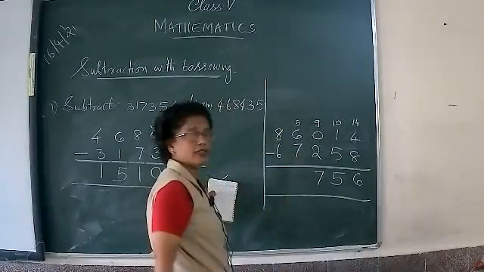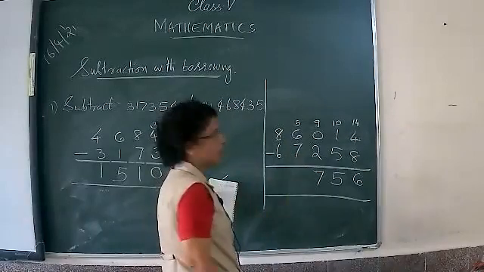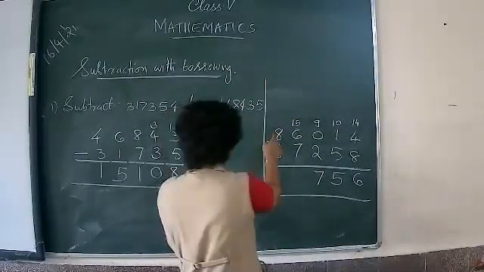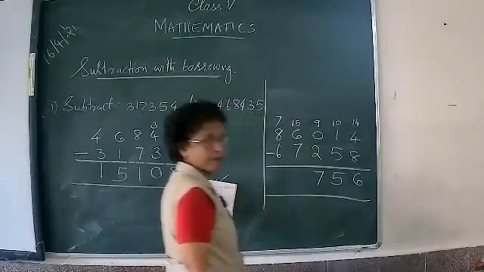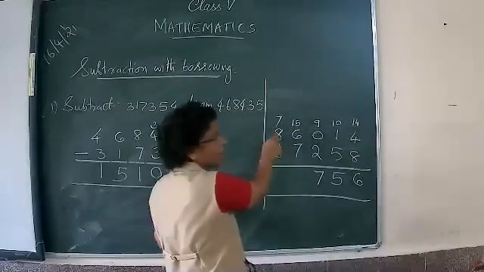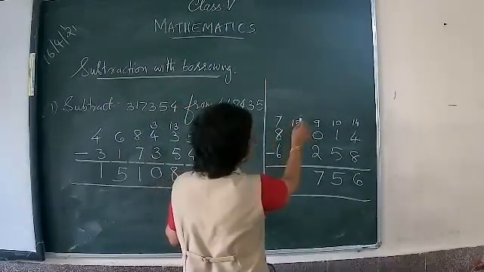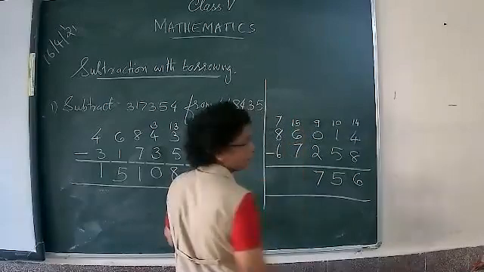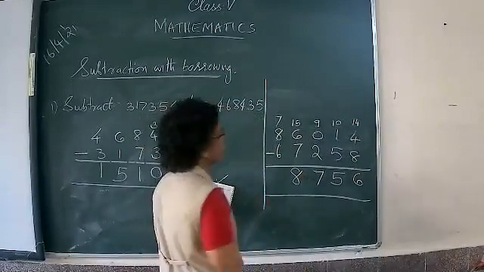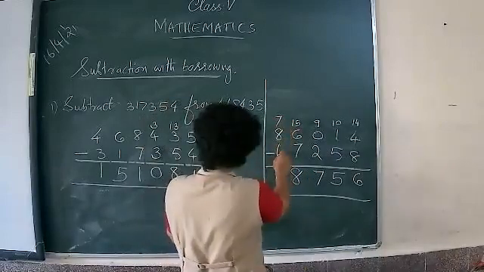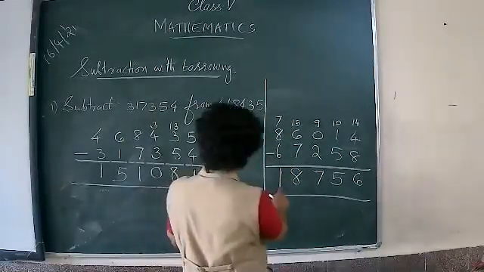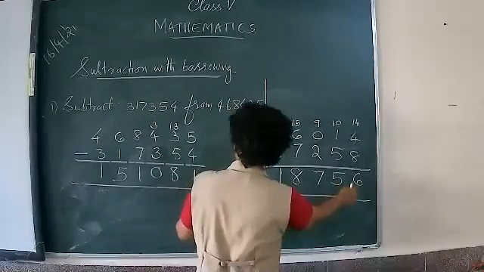5 minus 7 you have to see. That also is not possible. So again borrow from here. 5 will become 15 and this 8 will become 7 there. Understood that? When we borrow 1 from here, don't forget to subtract 1 from this number. Okay? Now it is 15 here and 7 here. 15 minus 7, what is the answer? 8 there. Isn't it? And now 7, last one. 7 minus 6. It is possible and answer is 1. So the difference is 1, 8, 7, 5, 6.